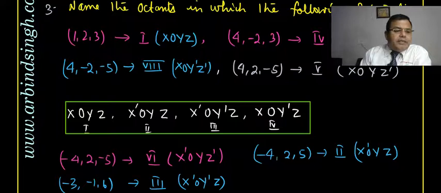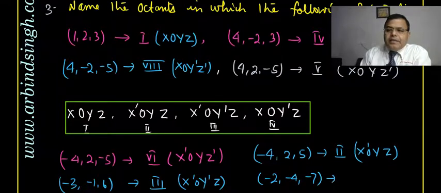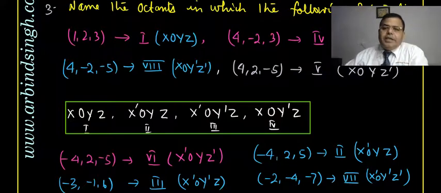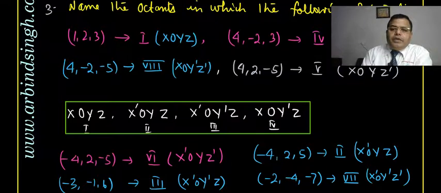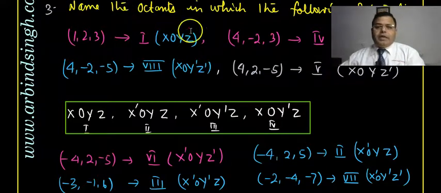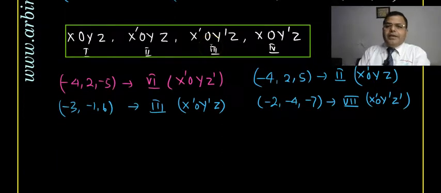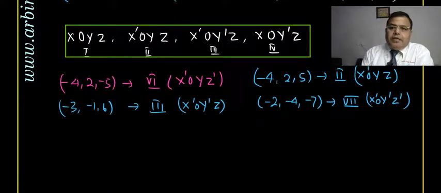Now the next point is minus 2, minus 4 and minus 7. That is nothing else but x dash, y dash and z dash. All these are negative. So in which quadrant? That is the 7th quadrant. So all these points are described here, and hopefully you got it. You understood how and where and why they lie in which octant.